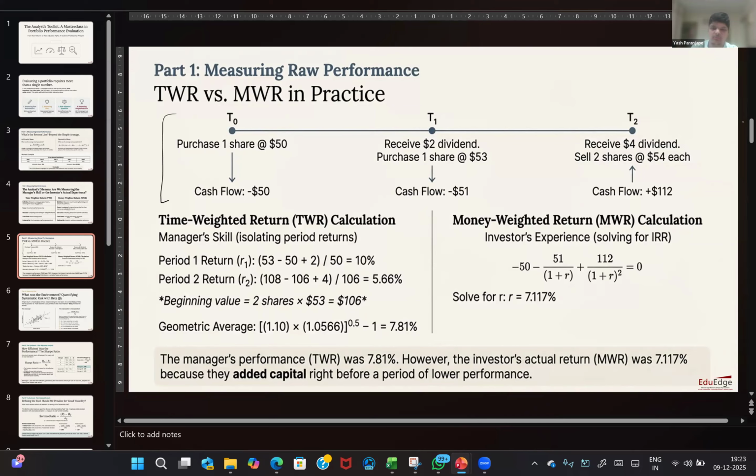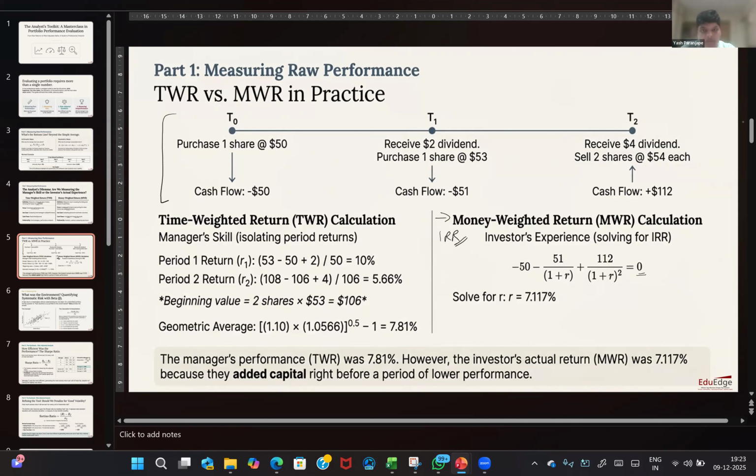At T2, you receive 4 dividend on those 2 shares, and you also sell 2 shares at 54 each. So your total cash flow becomes 2 into 54 plus 4, which is 112. Correct. So money weighted return is nothing but your IRR, internal rate of return, which will make your NPV zero. So it's like a break even required rate of return on this investment.